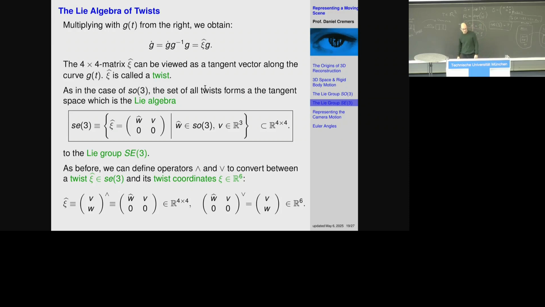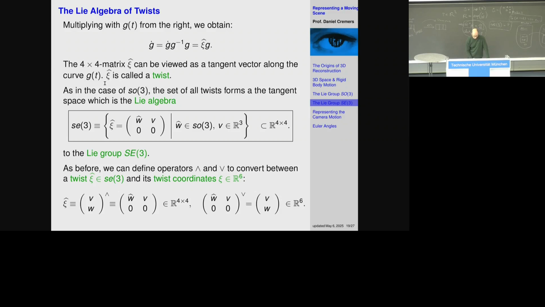Why is it called a twist? A twist is something that is an infinitesimal rotation and translation. So a little bit like what you do if you screw a screw into the wall, you rotate and you translate, and that's called a twist. And that's essentially what we have here. This is this infinitesimal rotation translation.